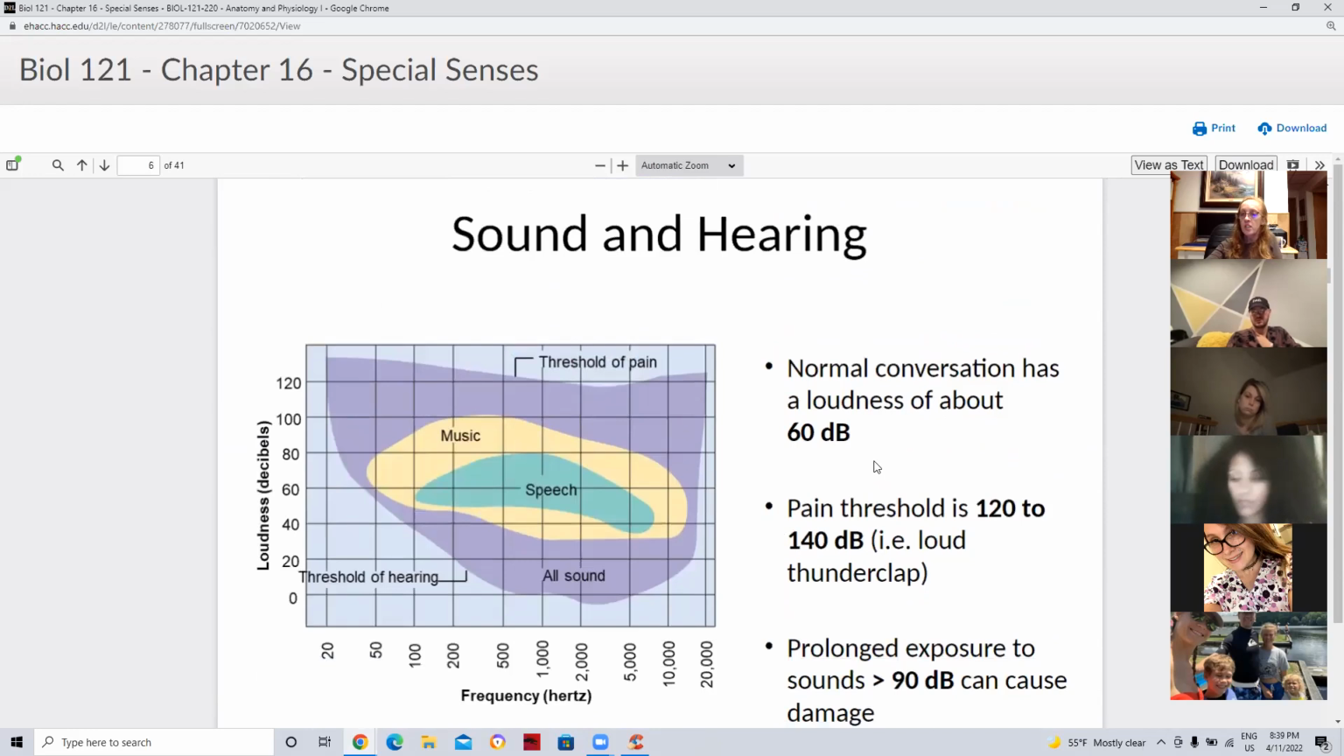Normal conversation has a loudness of about 60 decibels, so about right here. And the pain threshold is about 120 to 140 decibels. A prolonged exposure to sounds over 90 decibels can cause permanent damage.